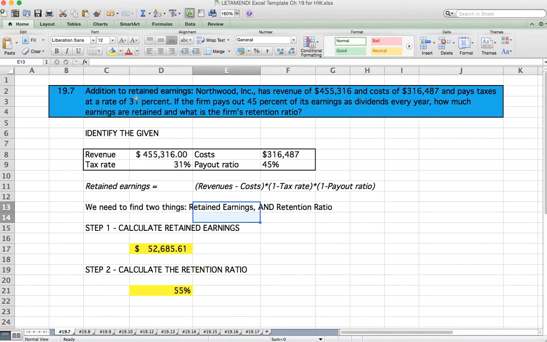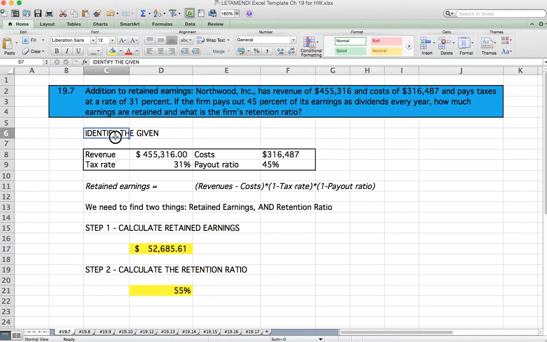19.17, addition to retained earnings. Northwood Inc. has revenue of 455,316 and cost of 316,487 and pays taxes at a rate of 31%. If the firm pays out 45% of its earnings as dividends every year, how much earnings are retained and what is the firm's retention ratio?